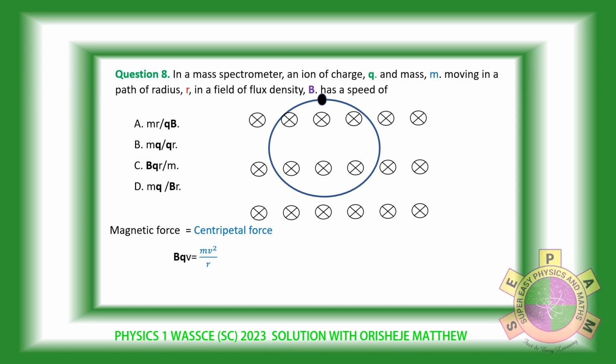So we have speed v on both sides, eliminating that, the speed is equal to the magnetic field multiplied by the charge of the electron multiplied by the radius of the circular path, divided by the mass of the electron. So the answer is C.